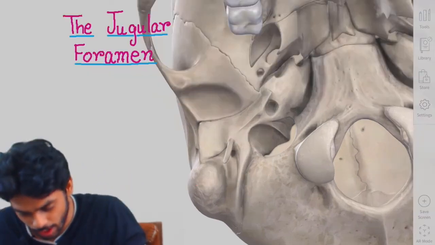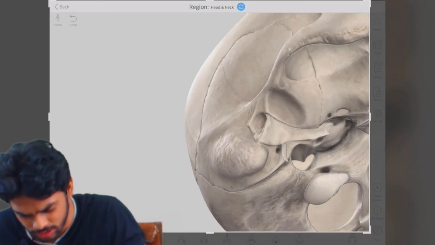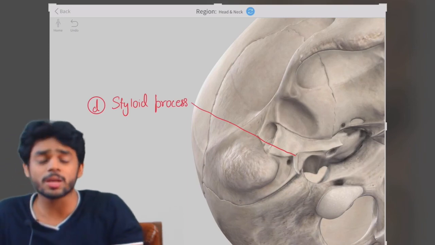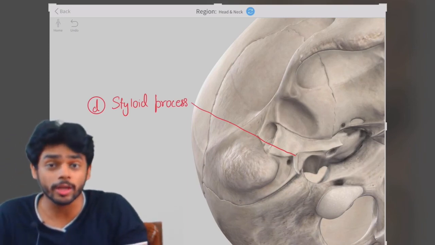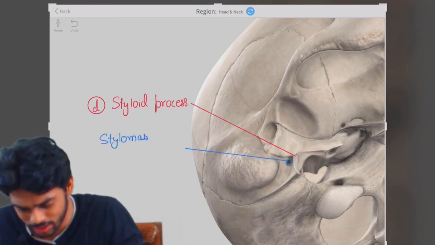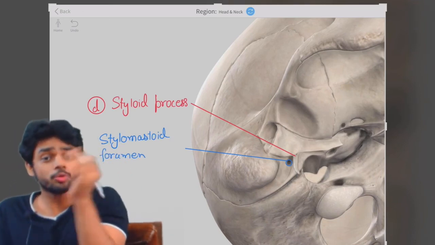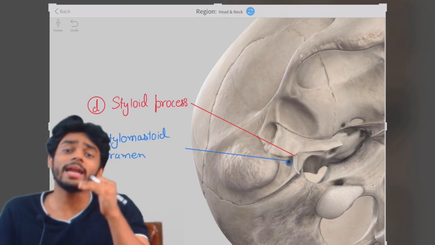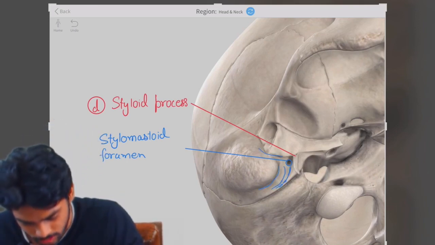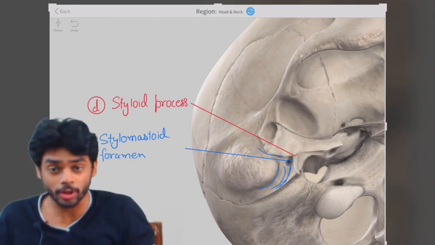Now here you have the styloid process. Can you see the styloid process? We are going to study this styloid process in a separate lecture: what are the attachments, and what are the things present here. This styloid process is part of which bone? Temporal bone. Then adjacent to this we have the stylomastoid foramen. Can you see? It is situated a little posterior to the root of the styloid process, at the anterior end of the mastoid notch. Here is the mastoid notch. The foramen is present at the anterior end of the mastoid notch.